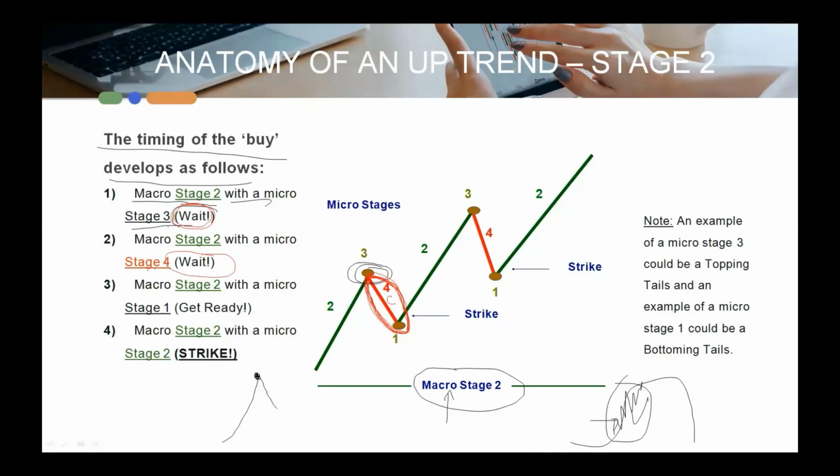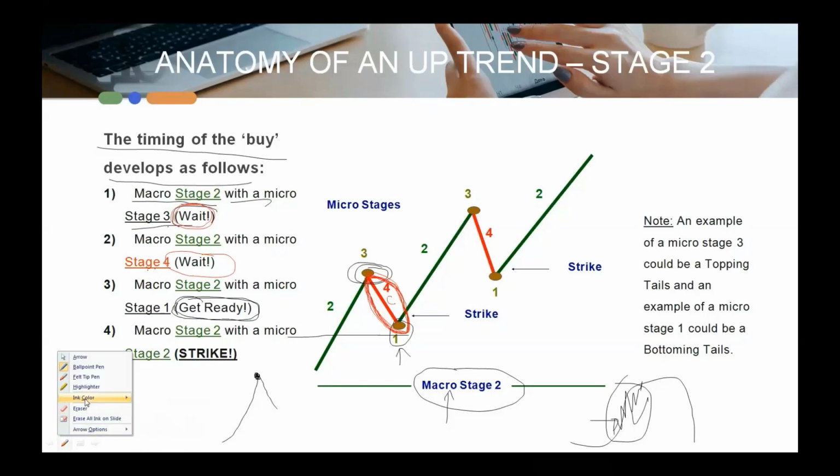Fair enough. Macro stage 2 with the micro stage 1. Uh-oh, something is happening here. It's starting to form some bottoming tails. It's starting to come into prior support, resistance, demand, etc. We'll talk about this in more detail. So we're still waiting, but we're getting ready. Getting ready for what, Eric?